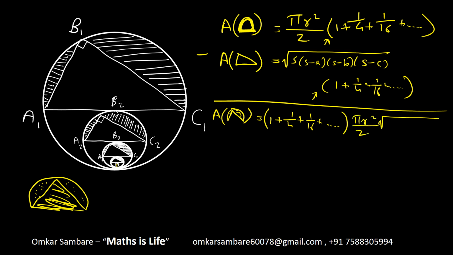We have to subtract that, right? So let me erase this under root again. Okay, now we can continue. In this bracket, in the first part pi r square upon 2 is remaining, and in the second part under root s into (s minus a) into (s minus b) into (s minus c) is remaining.